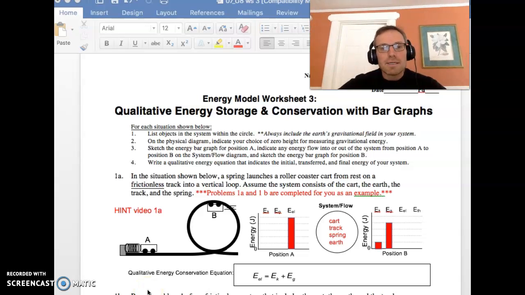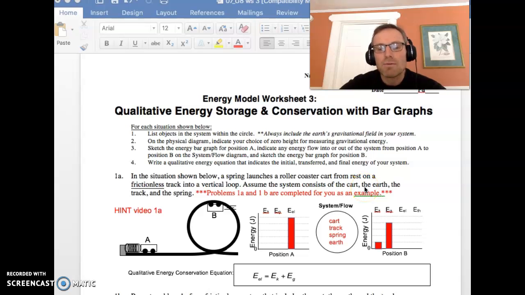Hello, this is a hint video for problem number 1A on worksheet 3. The first thing you need to do is basically follow these directions up here. The first step is to identify all the objects that are going to be in your system. Now, they tell you what's in your system for problem 1A.